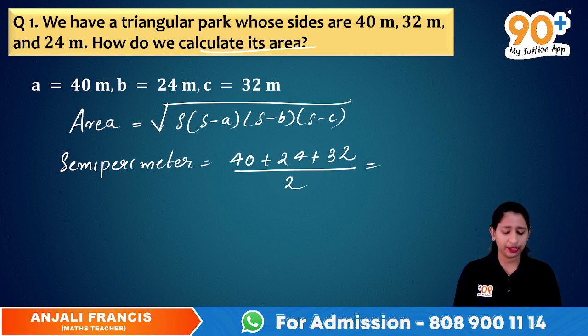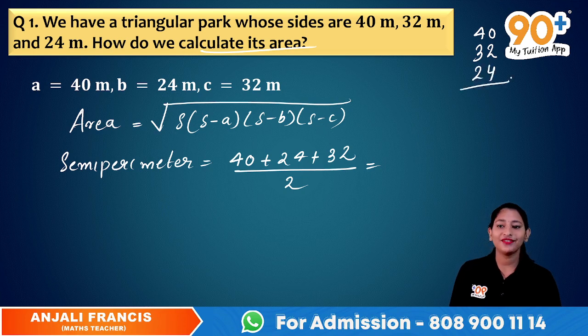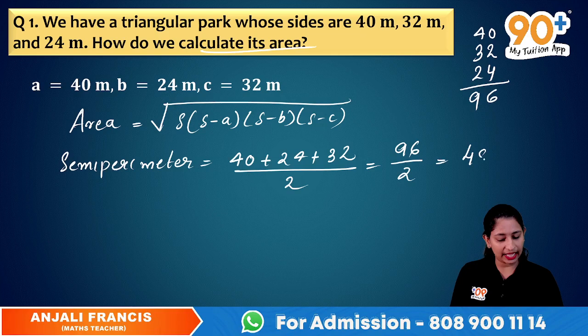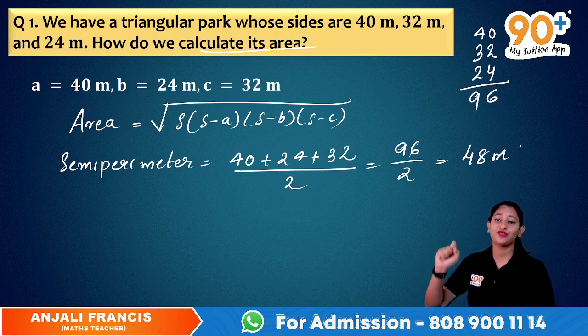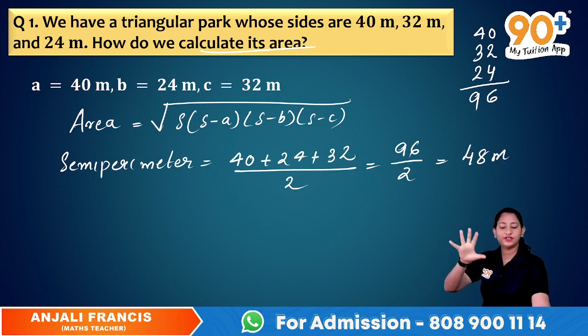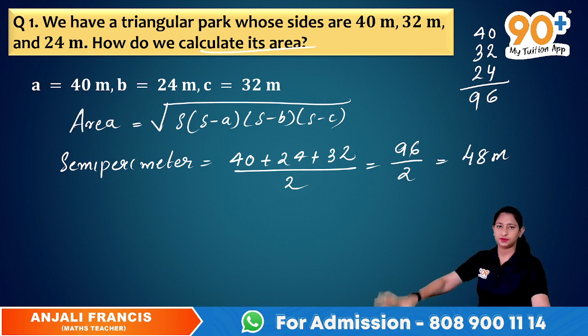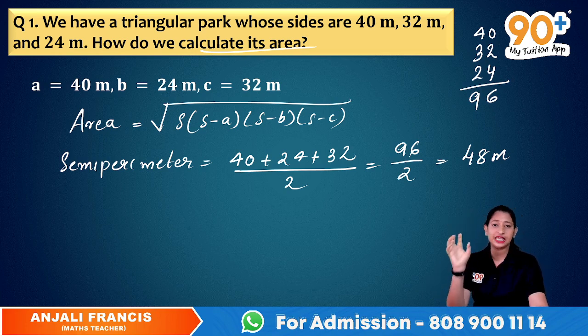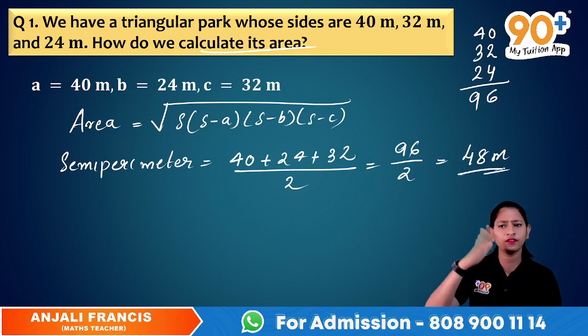If we add all this together, 40 plus 32 plus 24, we will get 96. So here 96 by 2, and we will get the answer as 48. 48 meter will be the semi perimeter of this triangular park.